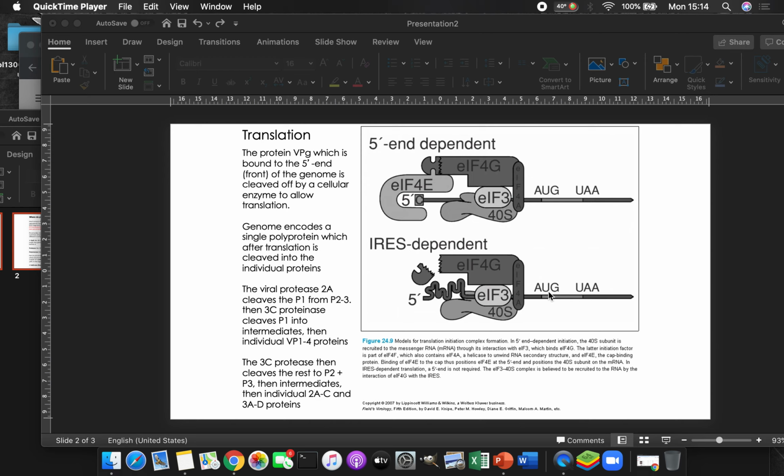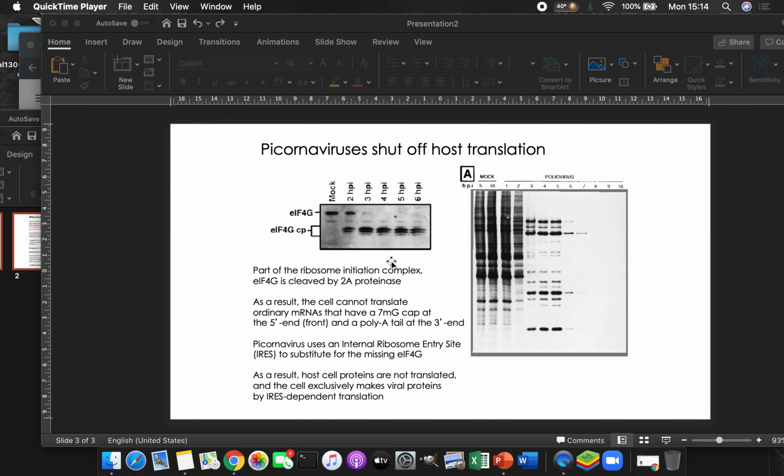Oh, is that the end? Oh, no, it's not the end. Okay. So, but like I said, picornaviruses are very good at shutting off host translation. So you can see right over here.